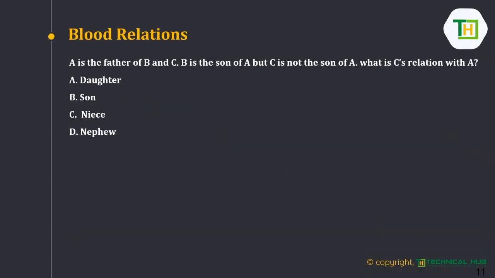So let's go for the next one, the blood relations question. A is the father of B and C. Okay, so A is the father, so male person. So father means the above generation is a father of B and C. So B and C are siblings to each other. They belong to the same generation.